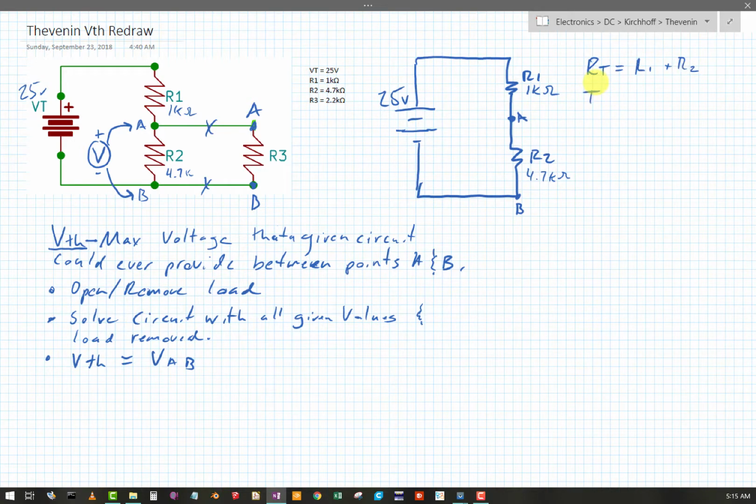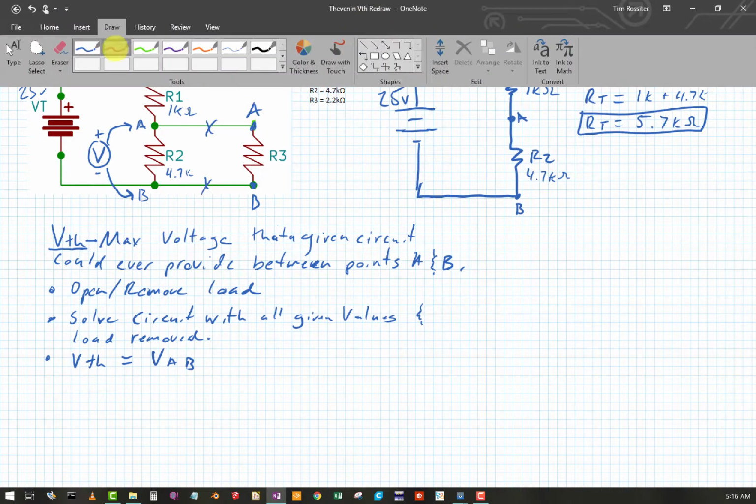Our total for this circuit is 1k plus 4.7k. That should be 5.7k ohms. Alright, well that's all good. Now I can find current. Let's just look at that current.